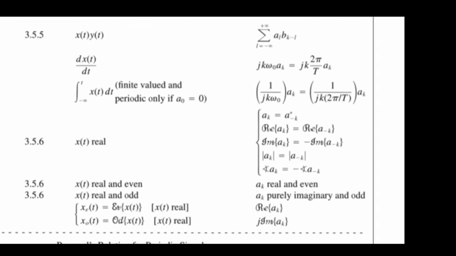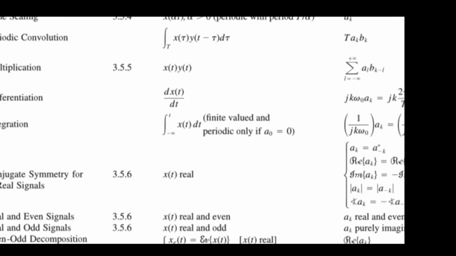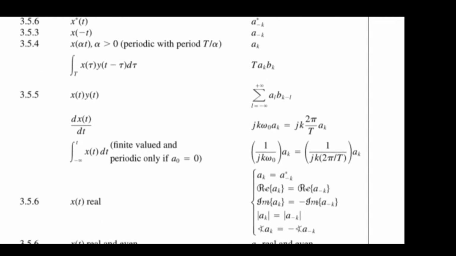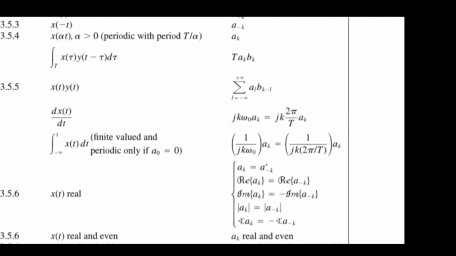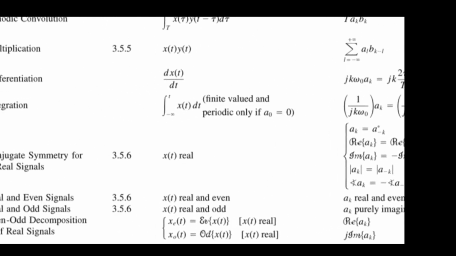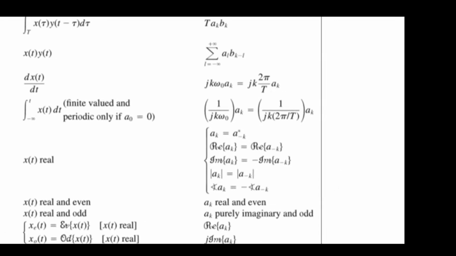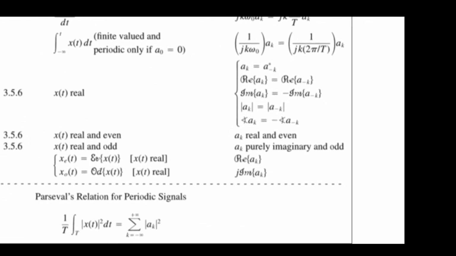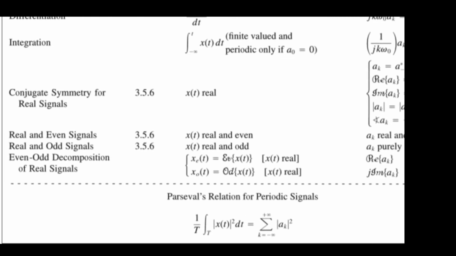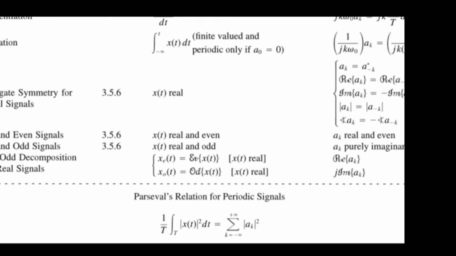Anyway, I guess going a bit over time, but just one more thing. Here is the differentiation property that we derived. If you take dx/dt, then you get the extra jk omega naught on your a_k. And we have said there is also an integration property, but this is actually a funny equation, because the integral from minus infinity of x of t is undefined, so you can probably never use this. If you think about integration, you want to do the reverse of your differentiation. Finally, there is Parseval's relation, which says the energy in the time domain equals the energy in the frequency domain.